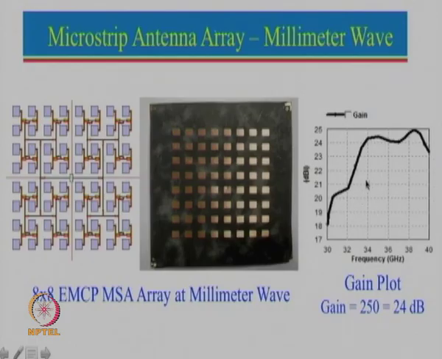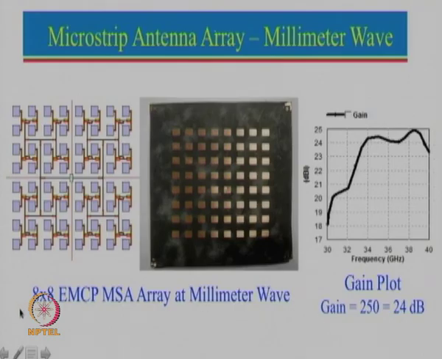So, here is a gain plot. One can see that right from 34 gigahertz to close to 39 gigahertz, the gain is more than 24 dB, and that is equivalent to about 250. Now, in the previous case for a single antenna, the gain was between 6 to 7 dB. Now, we can see that gain is about 24 dB. So, by using a large number of array elements, one can get a larger gain.